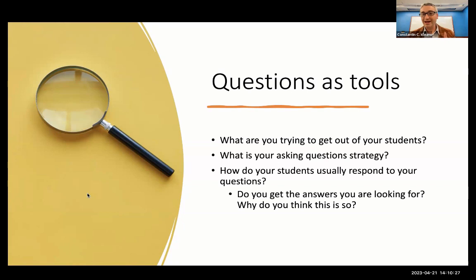So I'm going to actually ask you this, which is, what are you trying to get out of your students? Just more participation or more interest? What is it that you want to achieve? Does anybody want to pick this up?